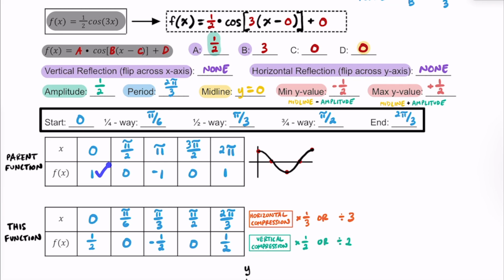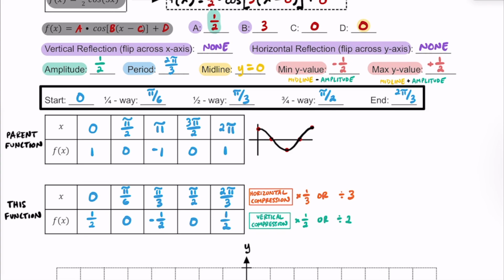So if you look at each of these y values, 1 divided by 2 is 1/2, 0 divided by 2 is still 0, -1 divided by 2 is -1/2, 0 divided by 2 is still 0, and half of 1 is just 1/2. So you can see that this 1/2 is our a value here, and then for our b value, just be careful and multiply it by the reciprocal, or 1/3, because we're dividing. All right, now that we have all our important points, let's go ahead and put this on the graph.